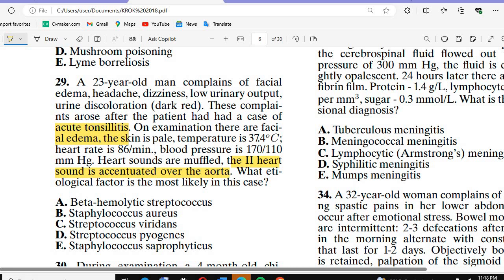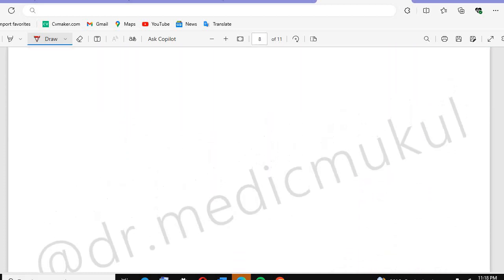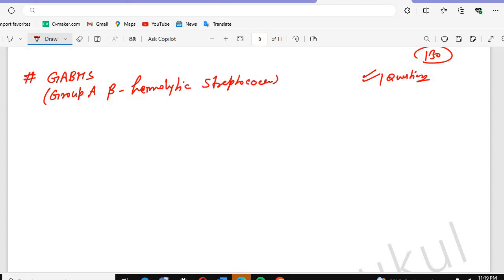So if we have group A beta hemolytic streptococcus, in that case the patient will come with pharyngitis. Usually pharyngitis or tonsillitis is caused by group A beta hemolytic streptococcus, that is GABHS. Remember, the patient will come with the history of tonsillitis or the history of pharyngitis.